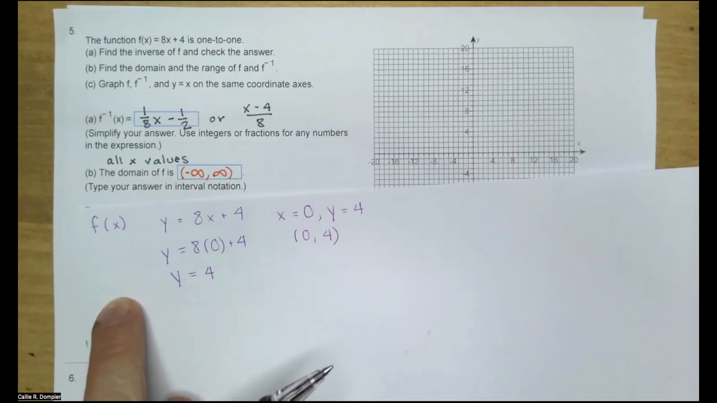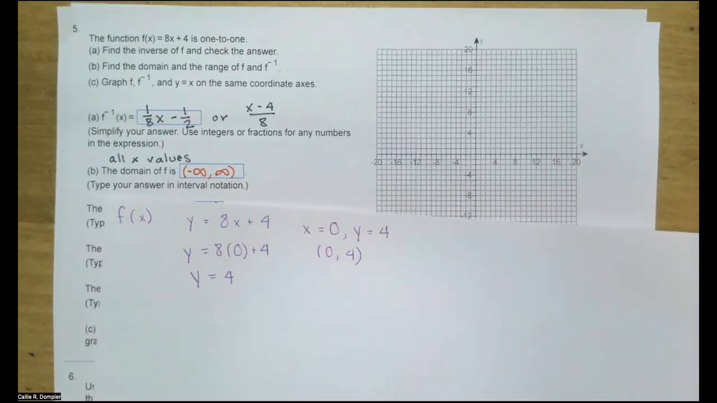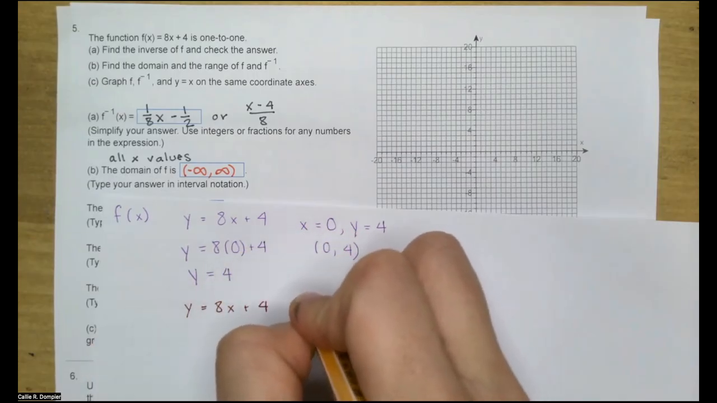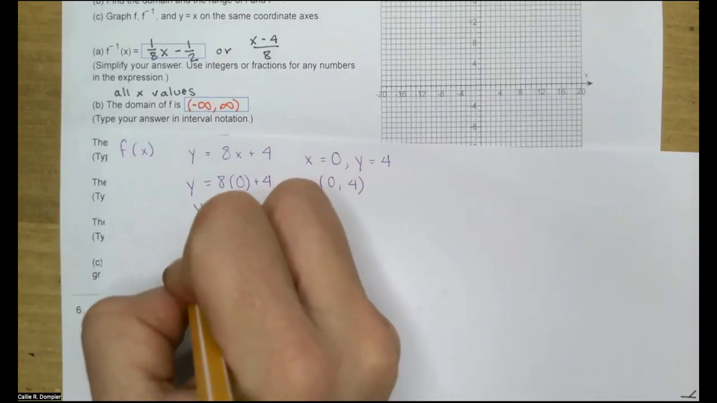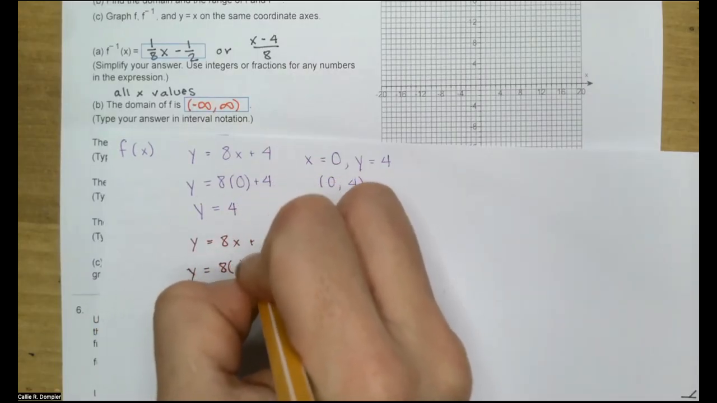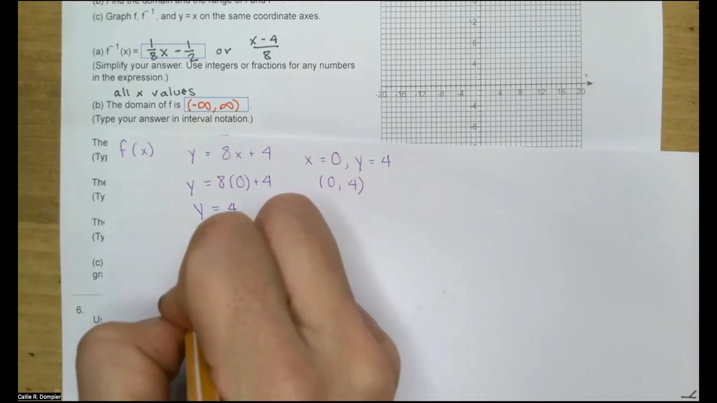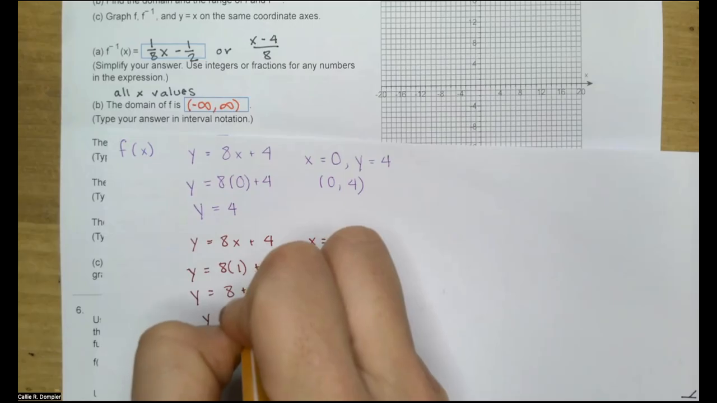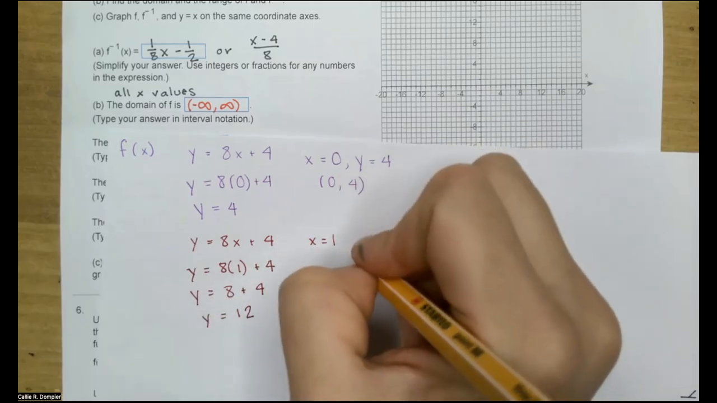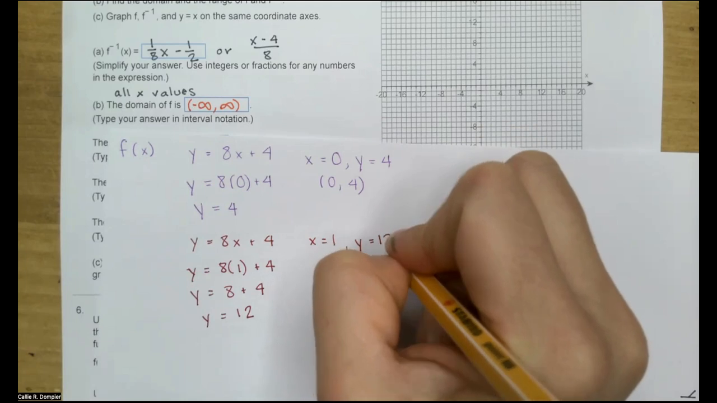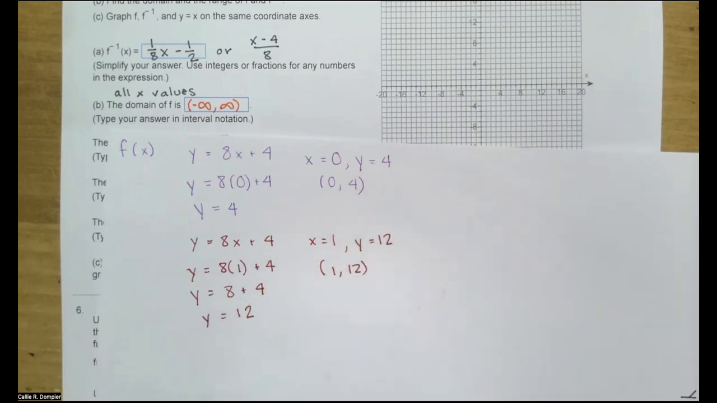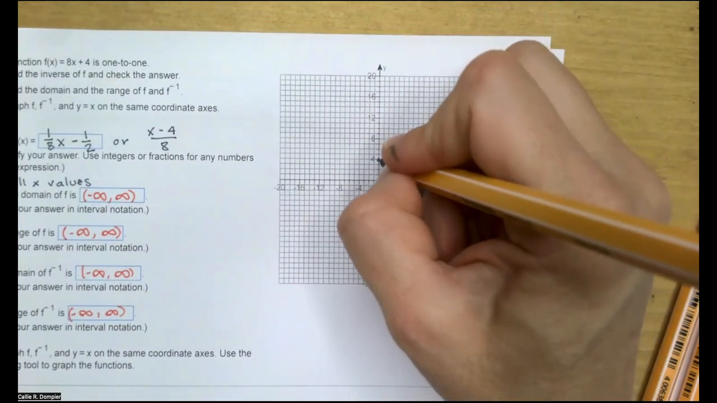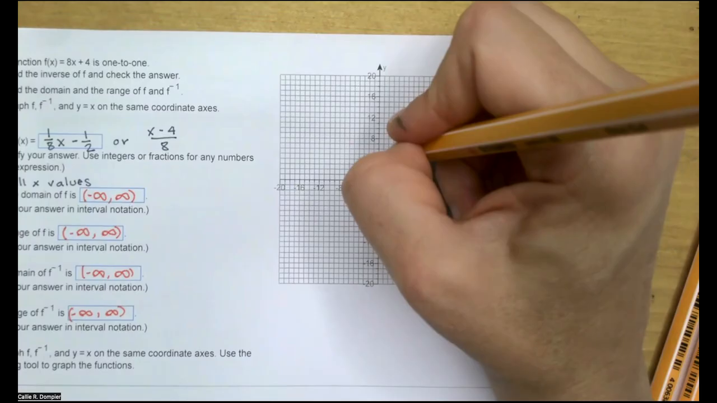And we know that it's a straight line, so we just need one more point, maybe the point when x is equal to 1, right? Y equals 8x plus 4 when x is equal to 1. Y equals 8 times 1 plus 4. Y equals 8 plus 4. Y equals a positive 12, right? So that'll be the point (1, 12). You can use that to graph your line. We're going to find (0, 4), and we're going to find (1, 12).